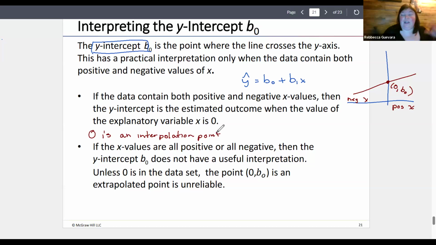So when I have both negative and positive x's, then the y-intercept is an estimated outcome for the response when the explanatory value is 0. Most of our data has not been looking like that. It's been this scenario here, where my data is all out in here. So my data was here and here. My data is only just positive or only just negative.